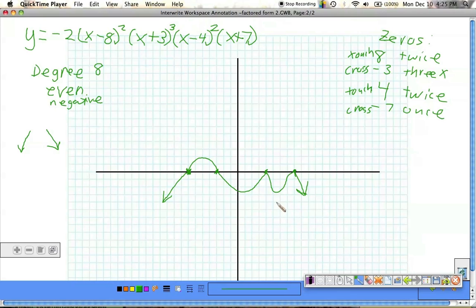This is a very rough sketch of the shape of this. But I can tell you from the sketch that the only place this is positive is from negative 7 to negative 3.